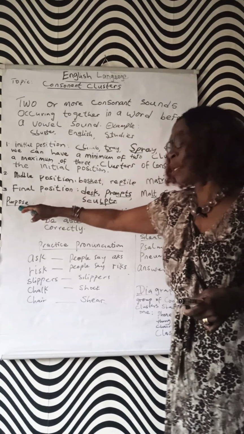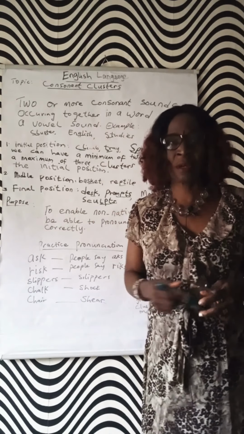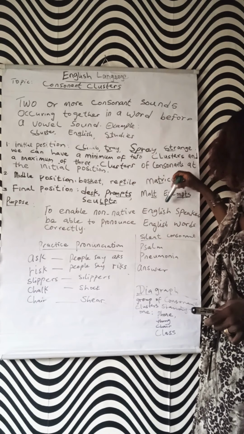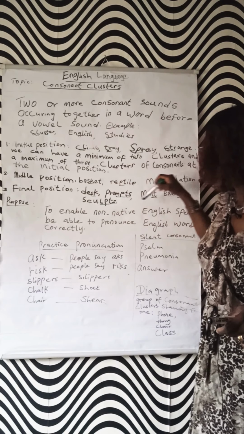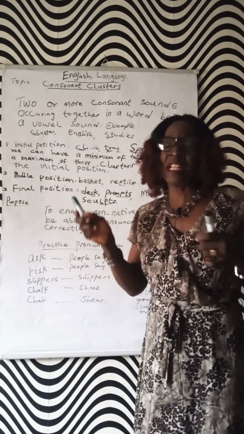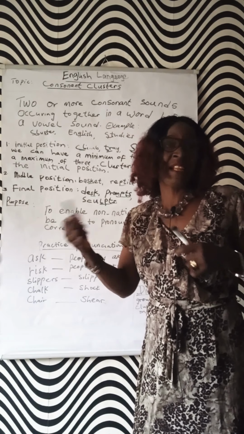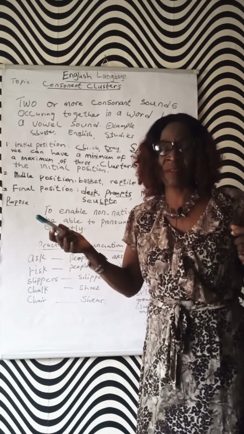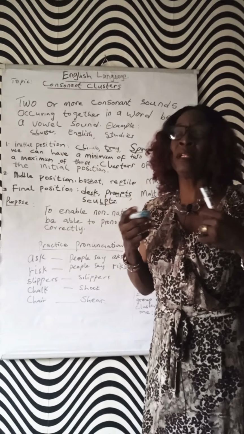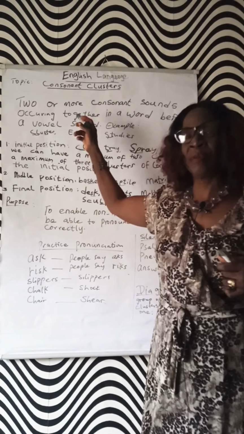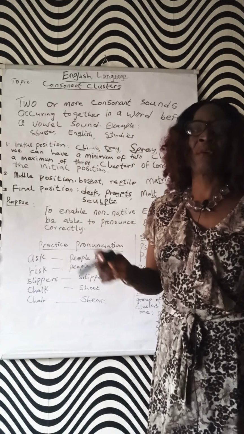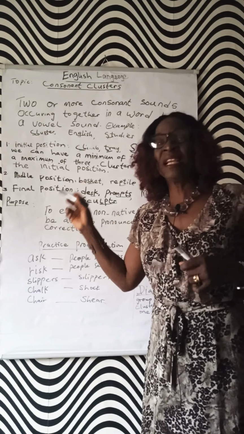So why do we teach? What's the purpose of teaching us clustering of consonants in a word? I say to enable non-native English speakers to be able to pronounce English words correctly. There are non-native English speakers learning English as their second language, or whichever language in their own traditional language. Not all the native languages have clustering of consonants, especially in Africa. Africans don't have clustering of consonants in a word, but in English there are clusterings.